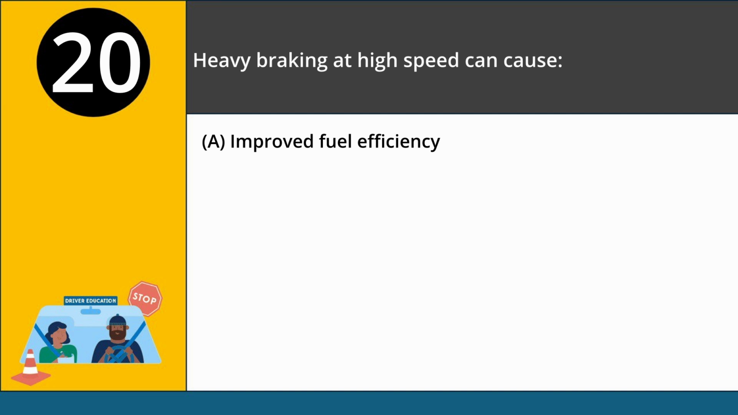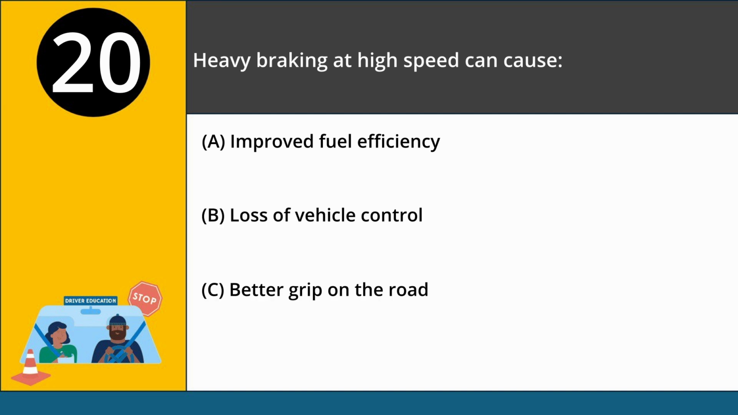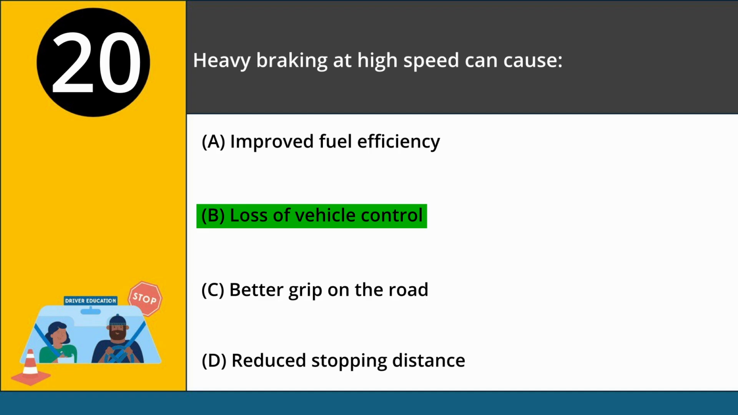Heavy braking at high speed can cause: A. Improved fuel efficiency. B. Loss of vehicle control. C. Better grip on the road. D. Reduced stopping distance. Answer B. Sudden braking at high speeds may lead to skidding or tire blowouts.